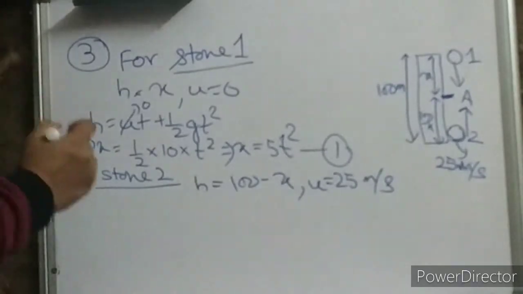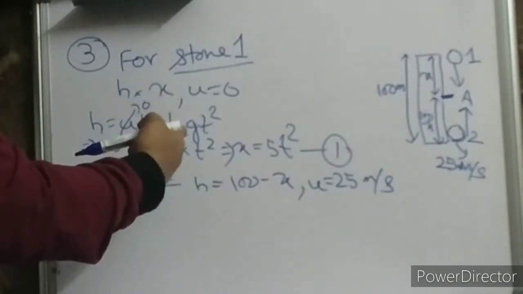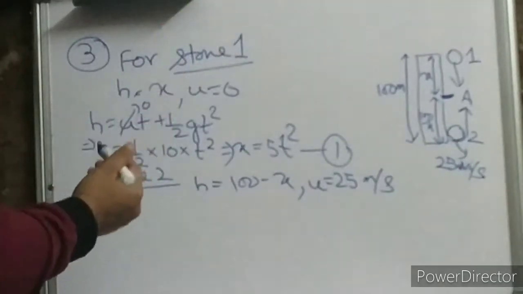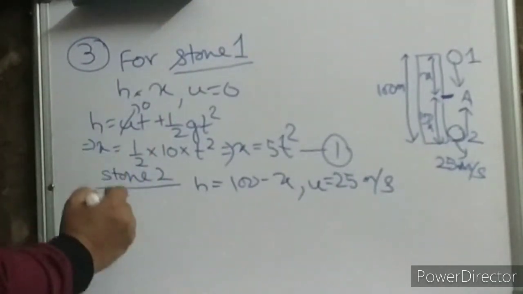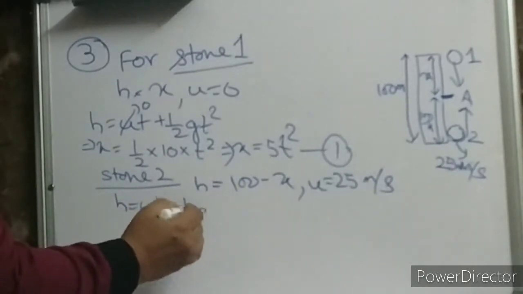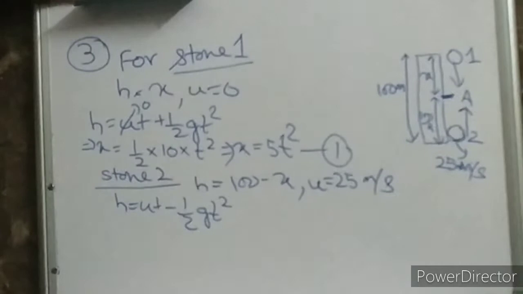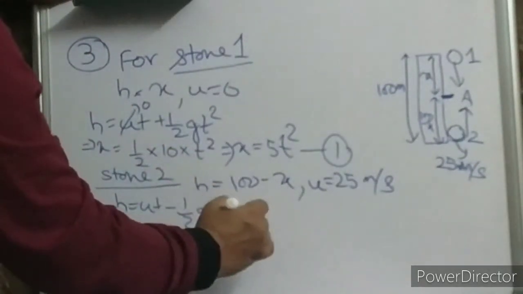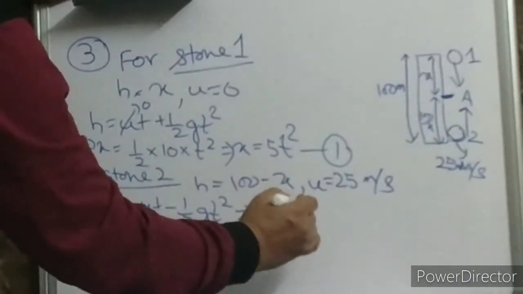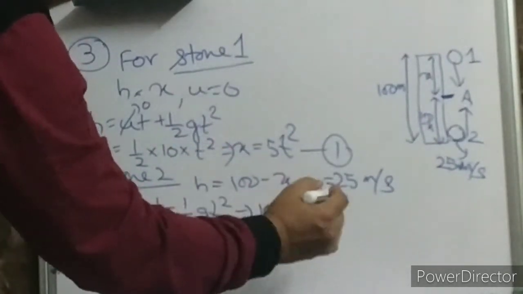So now again use the same formula, h is equal to ut plus half gt square. But here it will not be plus, it will be minus because it is going up. Okay. So h is equal to ut minus half gt square. What is your h now? H will be 100 minus x.